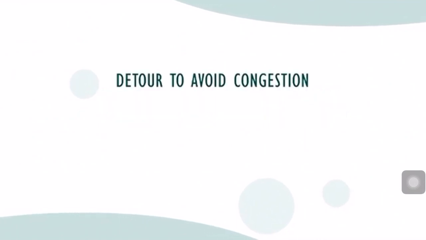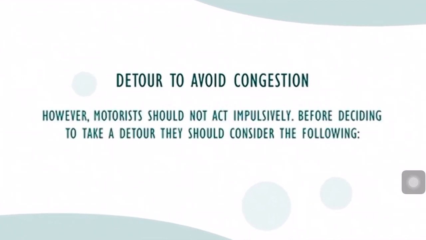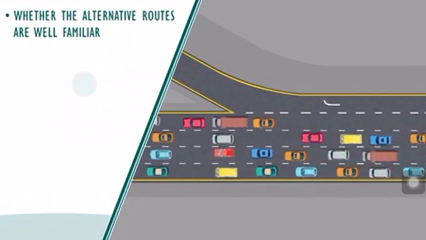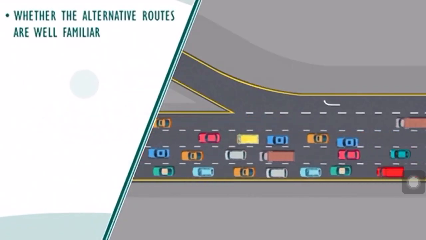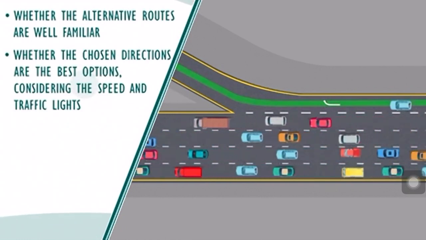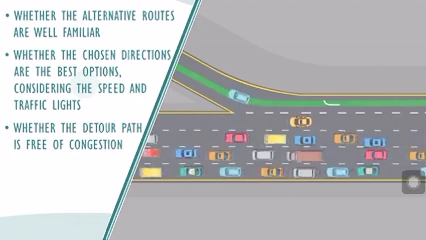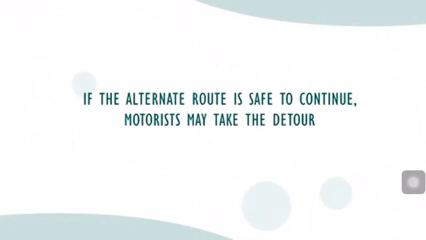Detour to avoid congestion. The obvious and easy option to avoid traffic congestion would be to take a detour. However, motorists should not act impulsively. Before deciding to take a detour, they should consider the following: whether the alternative routes are well familiar, whether the chosen directions are the best options considering the speed and traffic lights, whether the detour path is free of congestion. If the alternative route is safe to continue, motorists may make the detour.